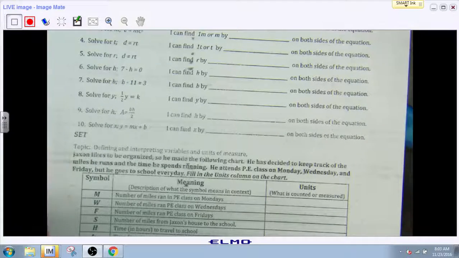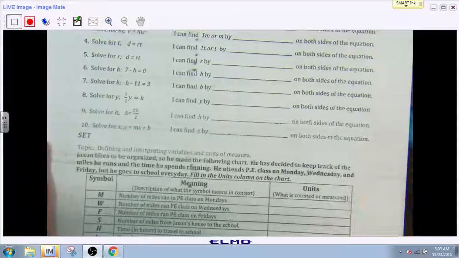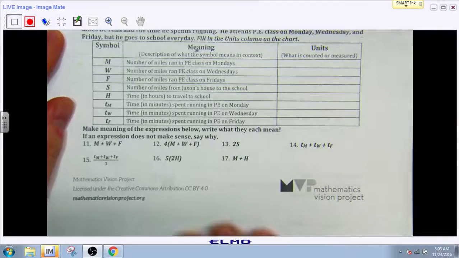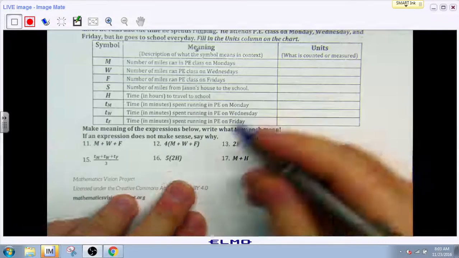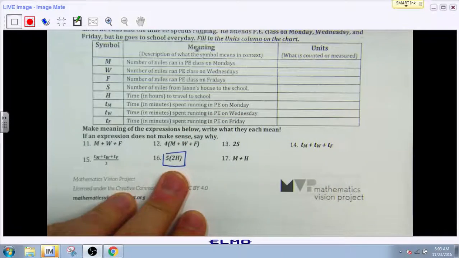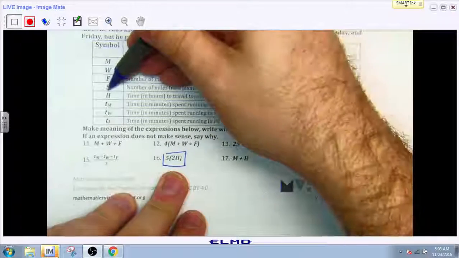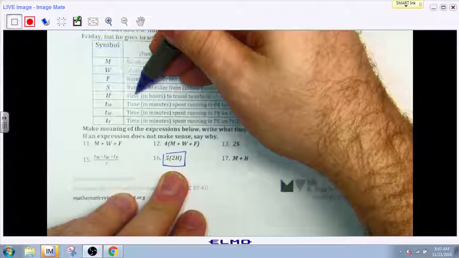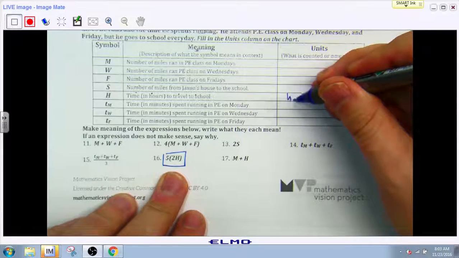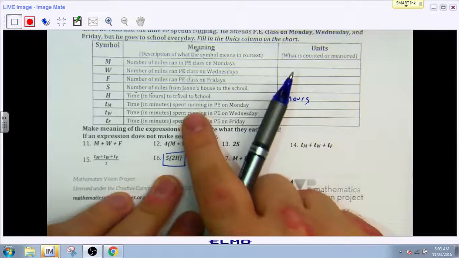All right, next, I want to go down to the set, and I want to look at number 16 here. I was helping a student with this yesterday, and I kind of want to talk about what's going on here. So we're going to kind of do this piecemeal. We're looking at 5 times 2 times h, and we've got to figure out what all these things mean. So h means, it's our only variable, time in hours to travel to school. Okay, so this is going to be measured in hours.